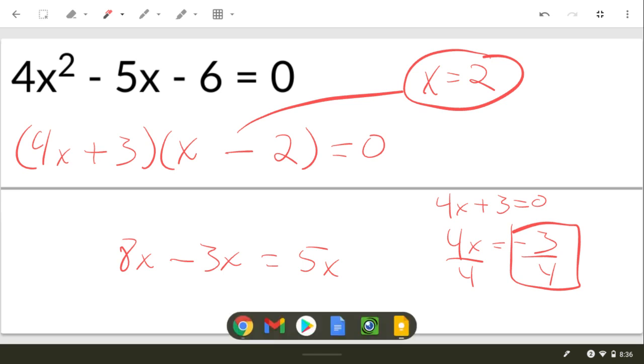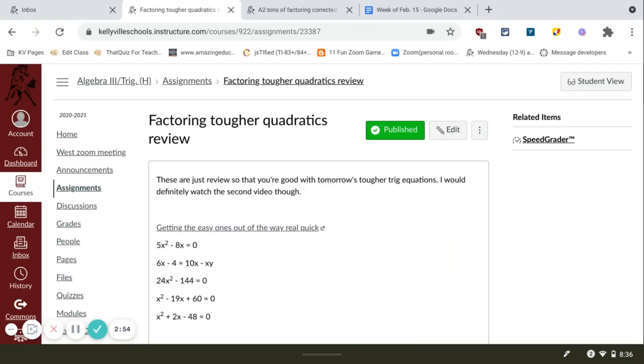And that's it. Hopefully this is going to get you set for the harder trig equations tomorrow.